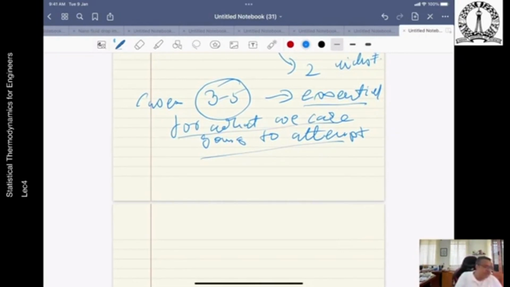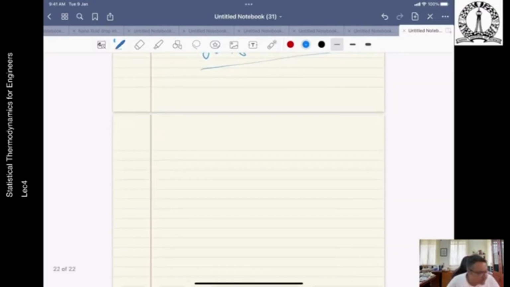So 3 to 5, what are they? Case 3 was n identical distinguishable objects placed in n different containers with no limitation on the number per container. So any number can go in a container. That is case 3. Case 4 is n identical indistinguishable objects with a limit of 1 per container. And case number 5 was the same thing, n identical indistinguishable objects once again, where there are no limitations on the number per container.